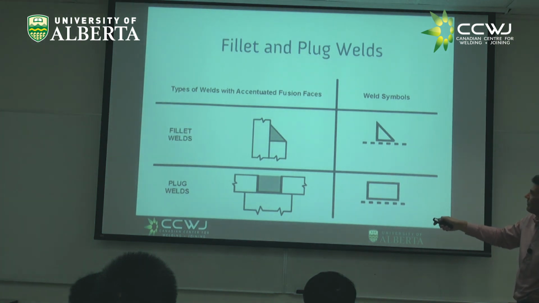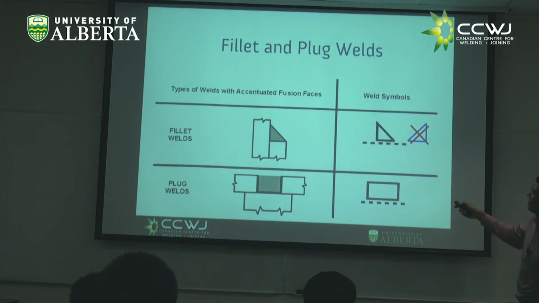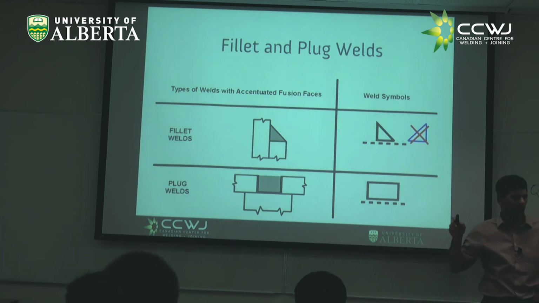Fillet and plug welds. Let's focus on the fillets. Here you have the symbol for fillet. And something interesting, you always draw the fillet like this. And so if the weld would look the other way around, doesn't matter. You always draw the fillet like this, with the tall side to the left. All right? Not the other way around. That's a standard.